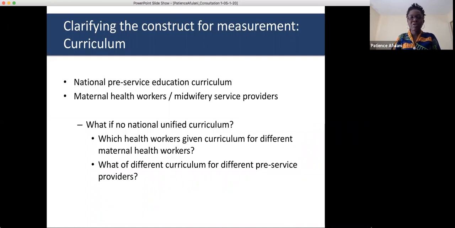I also wanted to mention other words in the formulation of the indicator related to National Pre-Service Education Curriculum for maternal health workers. So this should be straightforward if we are certain that each country has a National Pre-Service Education Curriculum for maternal health workers or midwifery service providers. However, it is possible that many countries may not have a National Pre-Service Education Curriculum for maternal health workers. In this case, measurement becomes difficult because we need to decide on which group of maternal health workers we are looking at. And even if we decide on a particular group like midwives specifically, different training institutions may have different curricula, which will make an indicator based on a curriculum difficult to measure.